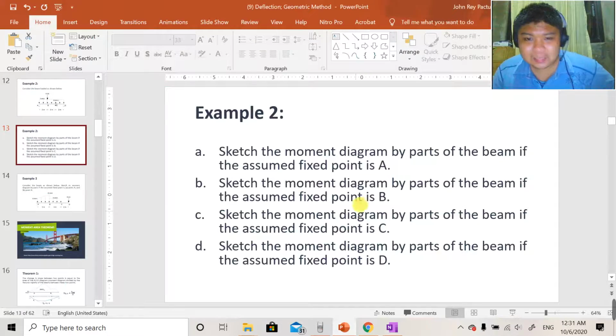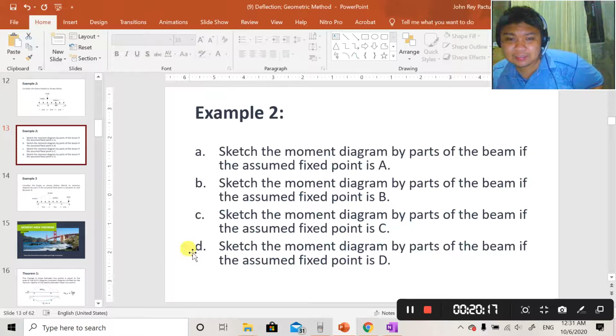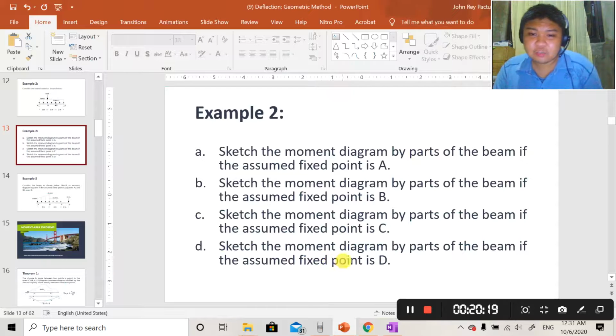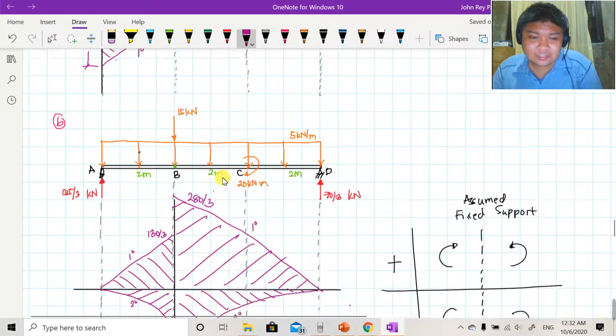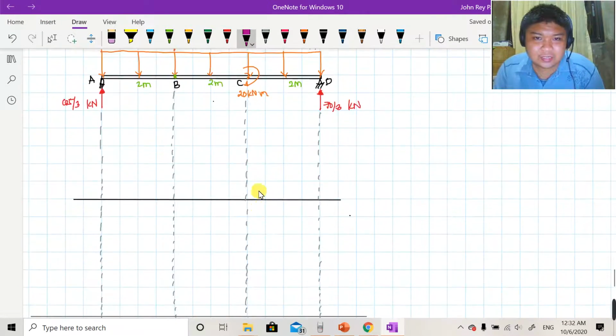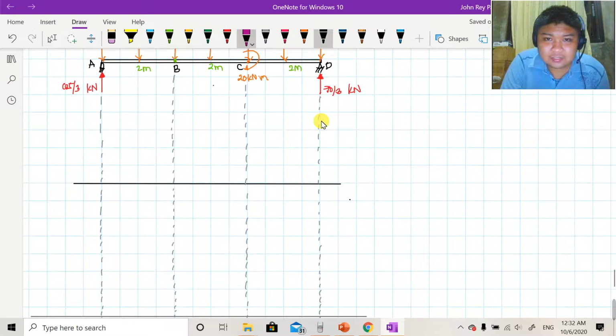So, lastly, meron pa tayong last. This time, madali na rin lang naman to. Ang tanong is considering point D as the fixed support. Okay, sorry. No? Considering point D na tayo. So, baba ulit tayo. And yung point D, malamang is nandito. So, drawing natin siya ngayon.